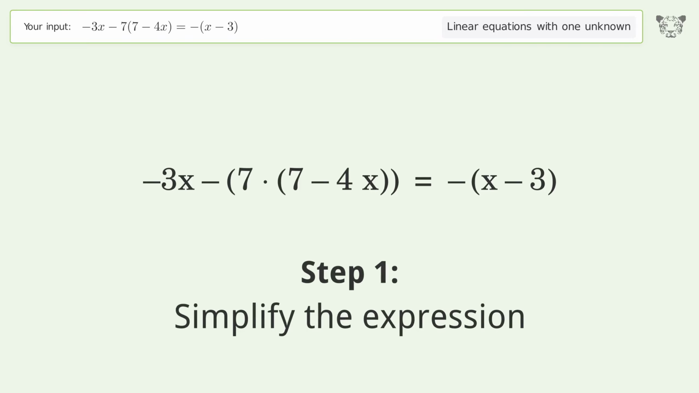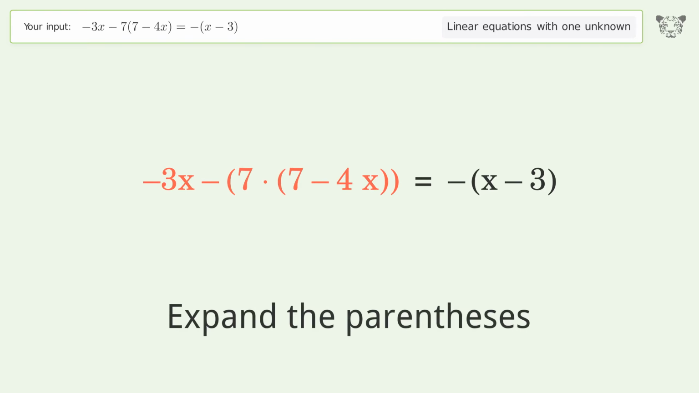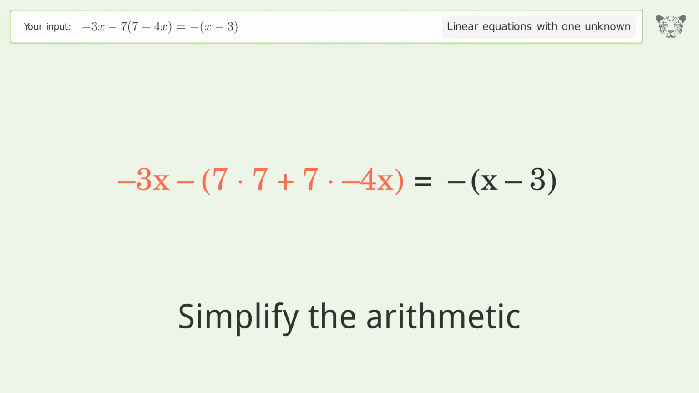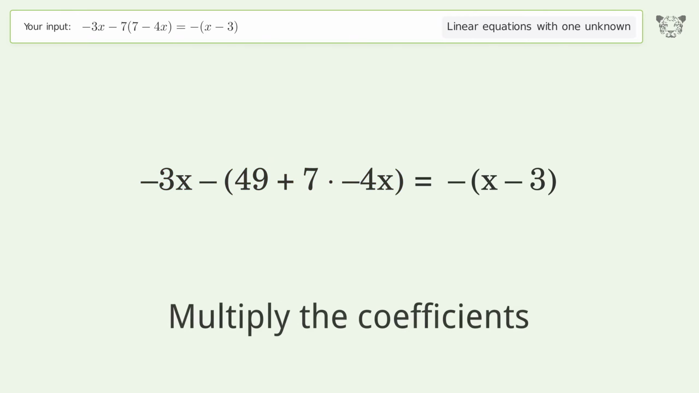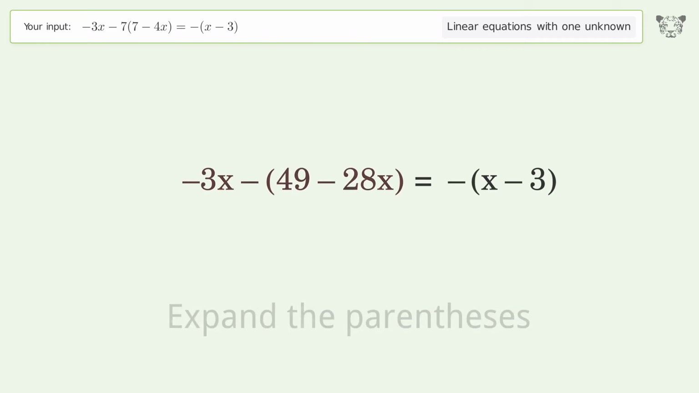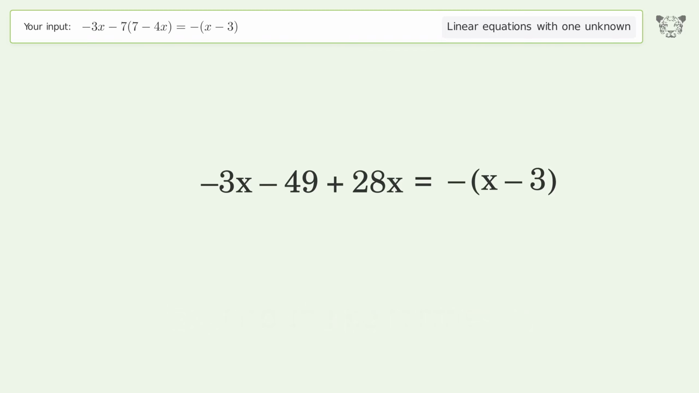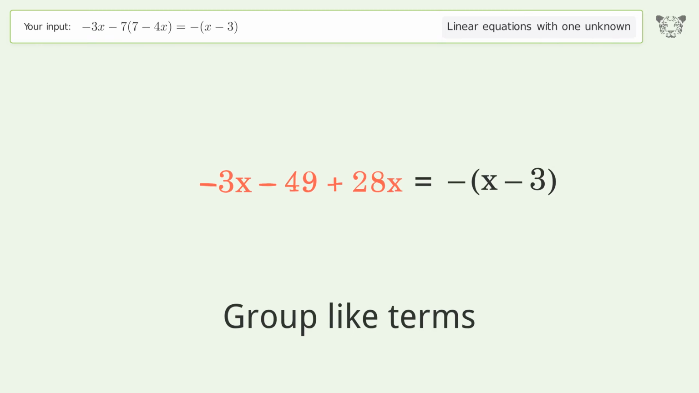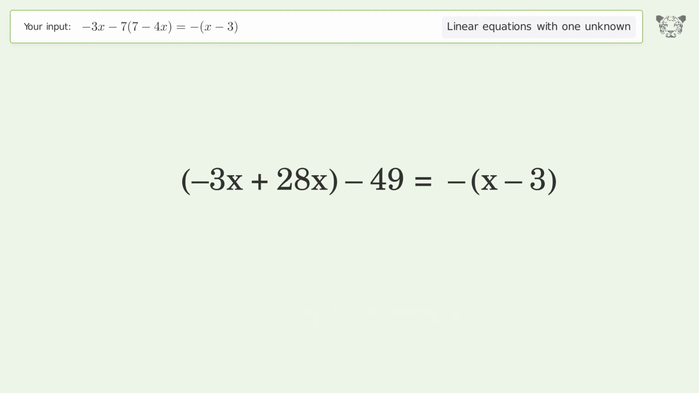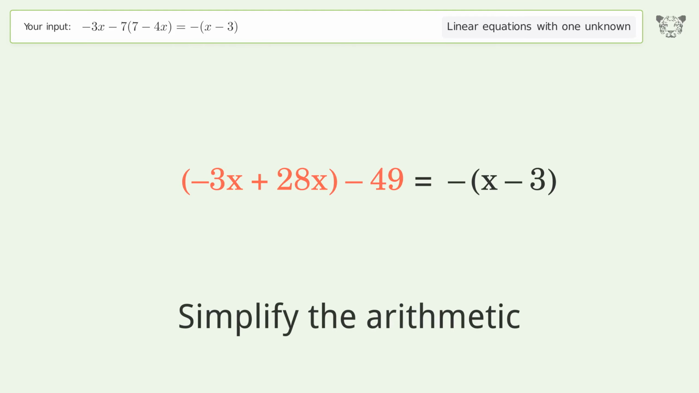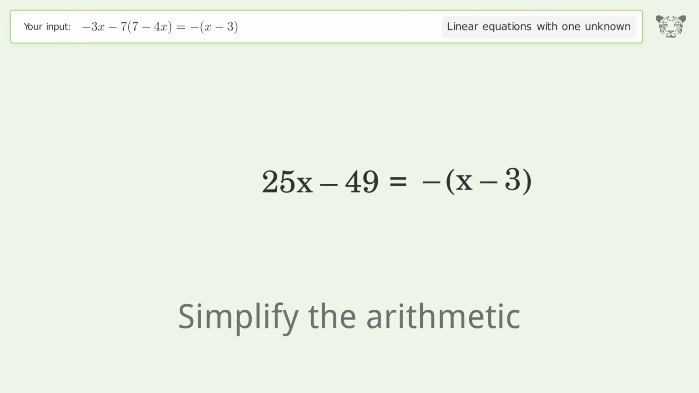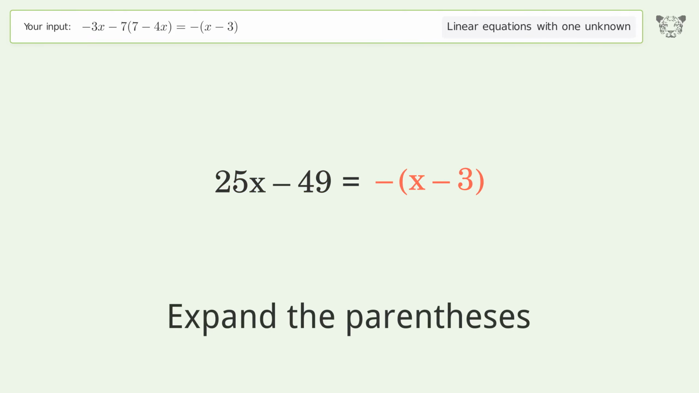Simplify the expression. Expand the parentheses. Simplify the arithmetic. Multiply the coefficients. Expand the parentheses. Group like terms. Simplify the arithmetic. Expand the parentheses.